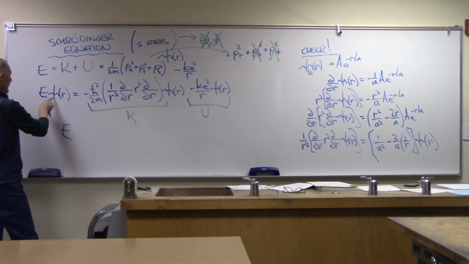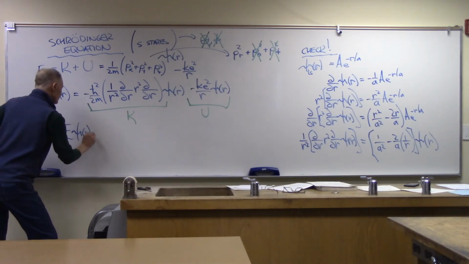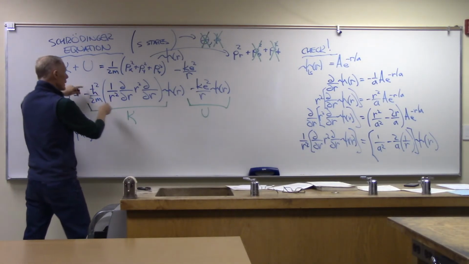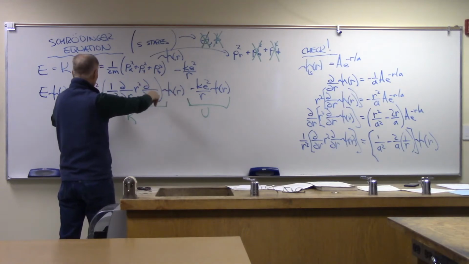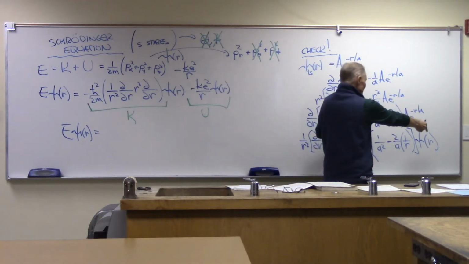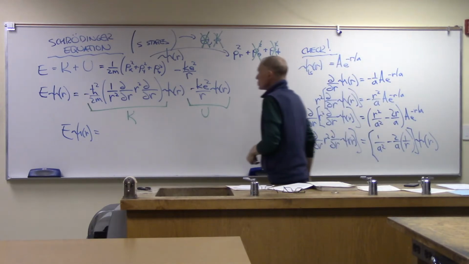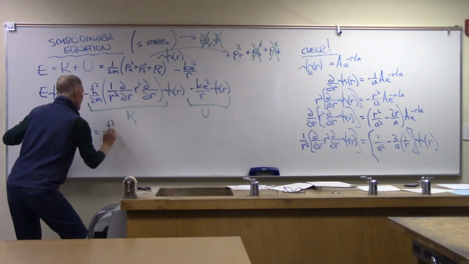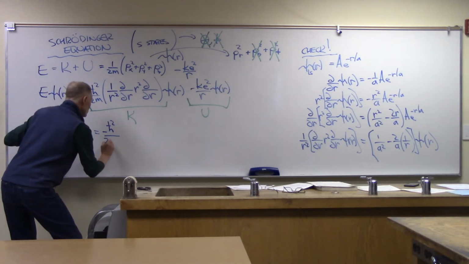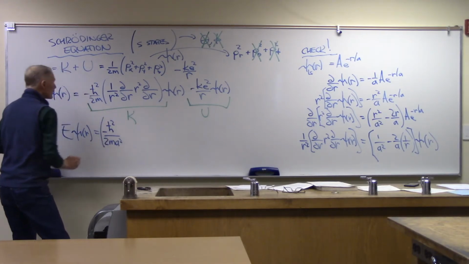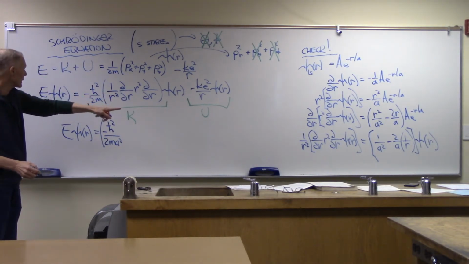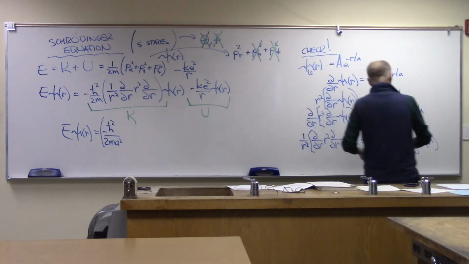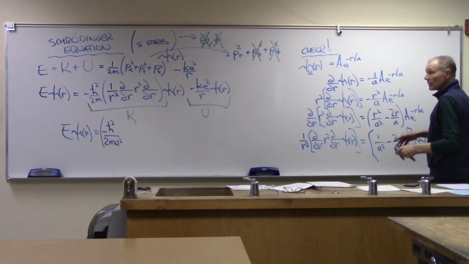So now what I have is energy times the wave function. Now, I'm going to have a minus h bar squared over 2m times everything that happened here. You guys pay close attention because I don't want to lose a term here. H bar squared over 2m a squared. So that's what that first term becomes. Now if I take minus h bar squared over 2m and multiply it by this second term, the 2's cancel out.